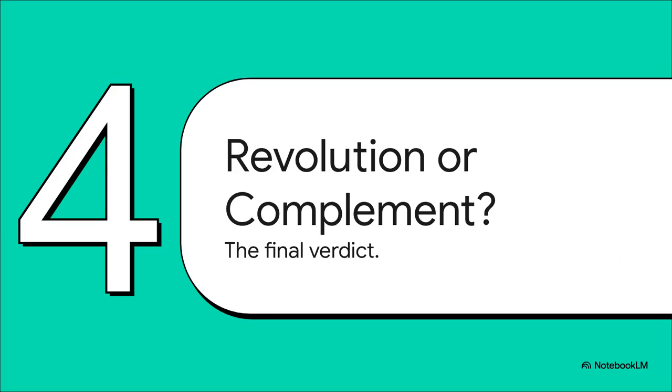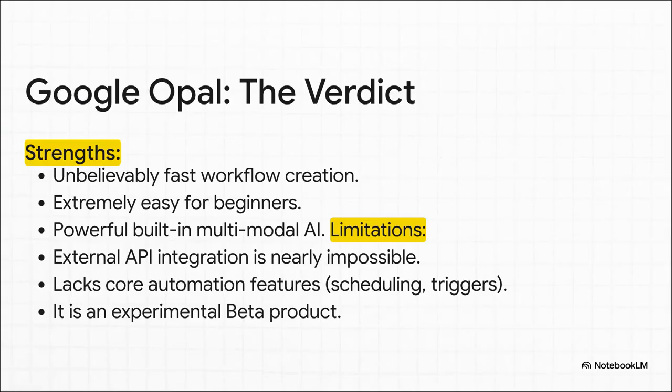Okay, so we've seen the magic, and man, we have hit the walls. It's time to bring it all home and give the final verdict. Is Google Opal the revolution in app building that it was cracked up to be? So here's the bottom line. Opal's strengths, that incredible speed and just how easy it is to use, are absolutely game-changing for just coming up with ideas. But its weaknesses, especially that inability to connect with basically any external app, are a complete and total deal-breaker for any serious real-world automation, at least for right now.